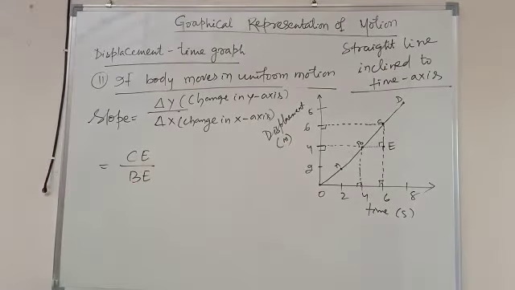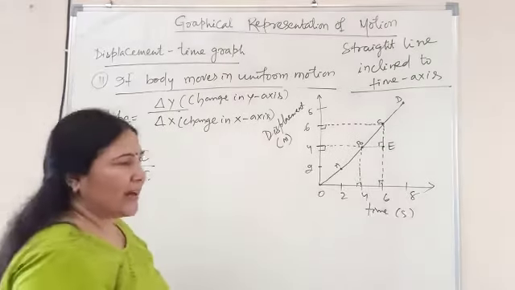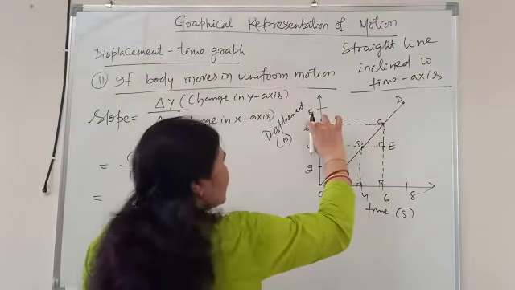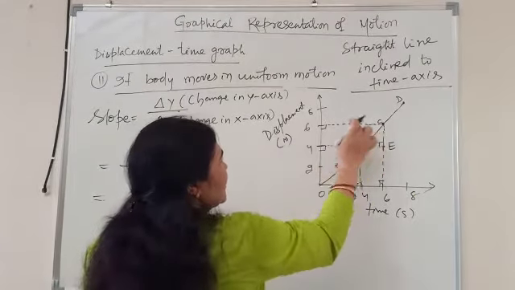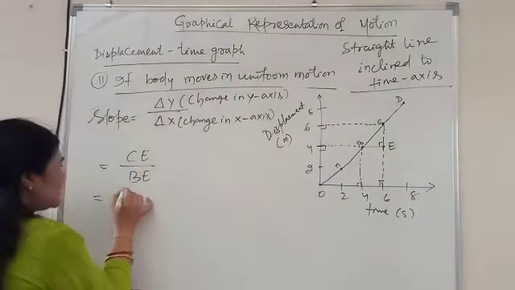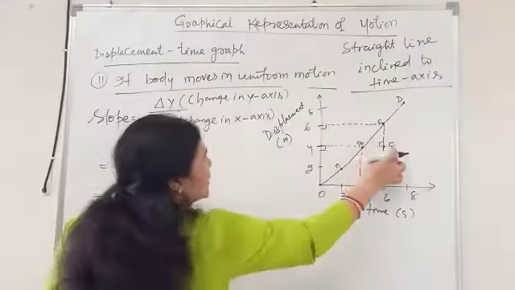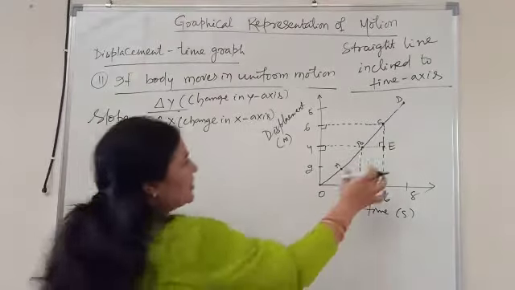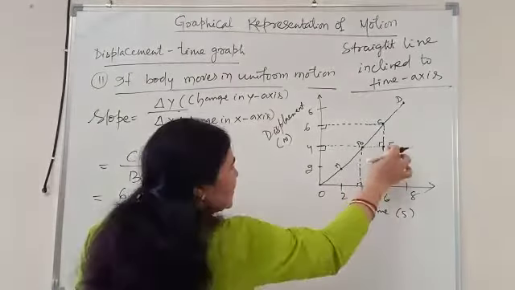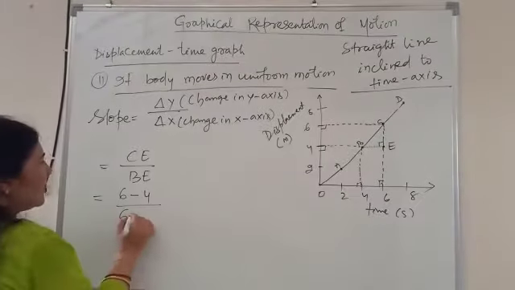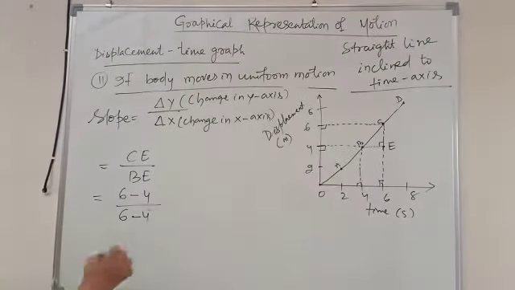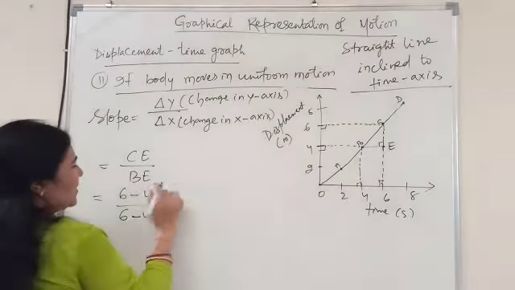by B in my figure. Now let's substitute the magnitude of this one. What is C's magnitude? It is parallel to this one. C's position is 6. I am writing 6 minus what E's position corresponds to, this is 4. Divided by, similarly for BE, E's position corresponds to 6 minus B's position corresponds to 4 in the time axis. So this is 6 minus 4, which will be 2.